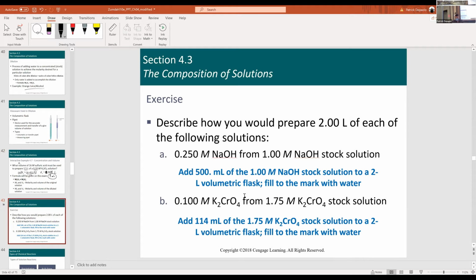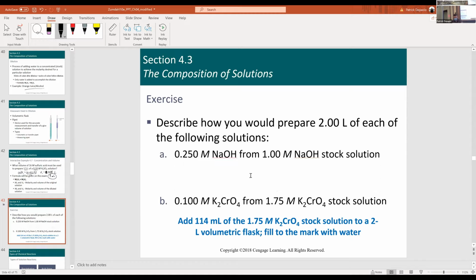Okay, so let's do one of these. This is the first one. Let's do another dilution and then we'll move on. Describe how you would prepare 2 liters of each of the following solutions. All right, how would you do that? The first one: you have 0.25 molar NaOH from a 1 molar NaOH. Our end goal is 2 liters, so we can make V2 our end goal.